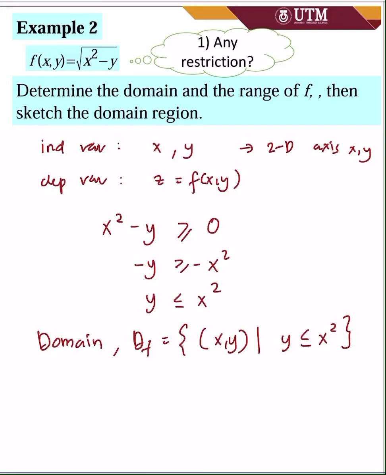Now how do I sketch the graph? In order to solve this, we just take it as the y equal to x squared graph.